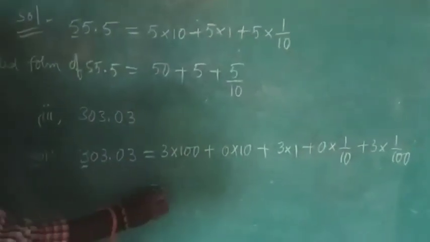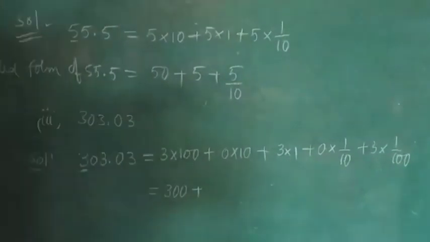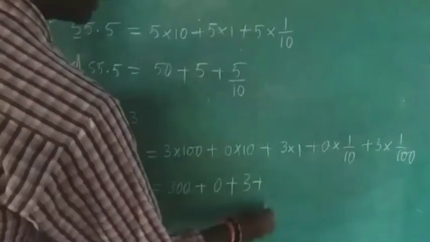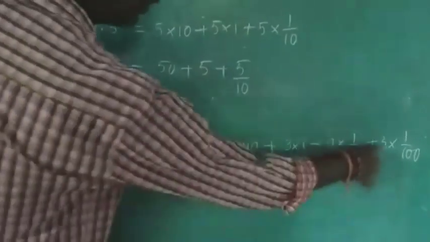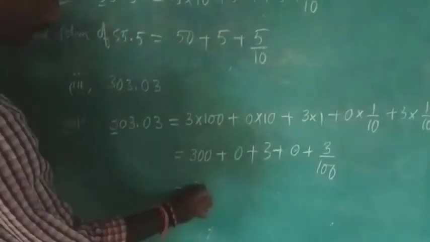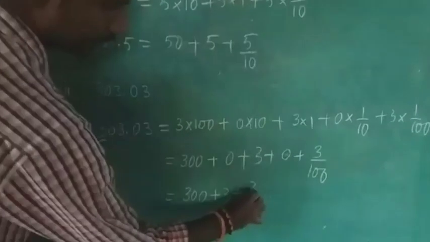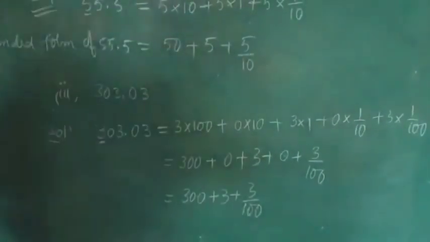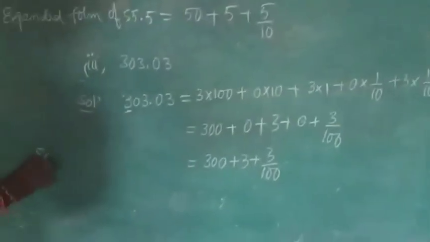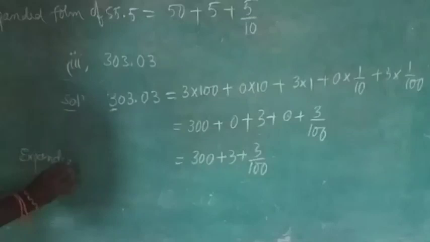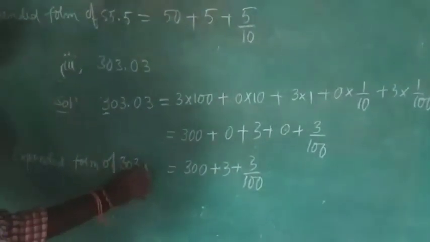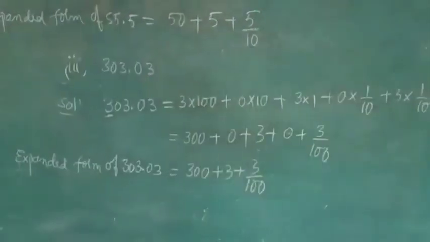So 3 into 100, 300 plus 0 into 10, 0, 3 ones are 3, 0 into 1 by 10, 0, 3 into 1, 3 by 100. So you can write it as 300 plus 3 plus 3 by 100. So this will be the expanded form of 303.03.